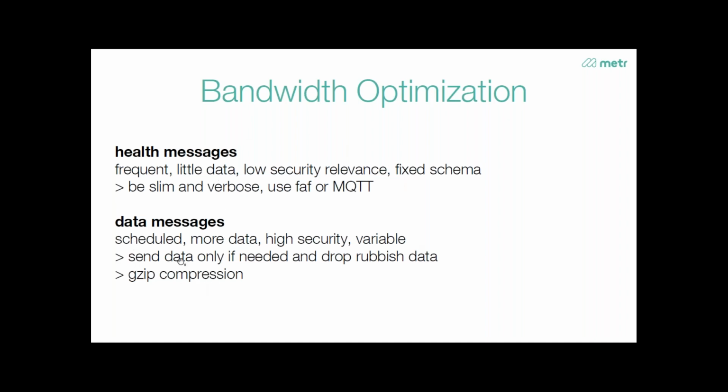On the data message, we would always say, send data only if needed and drop rubbish data. If you collected a lot of rubbish data on your device, make sure you don't send that to your backend, because you don't really need it, right? So have some sort of filtering. Another thing is to use gzip compression, for example, or any other type of compression, but make sure you're not sending everything without compression from the device to the backend.